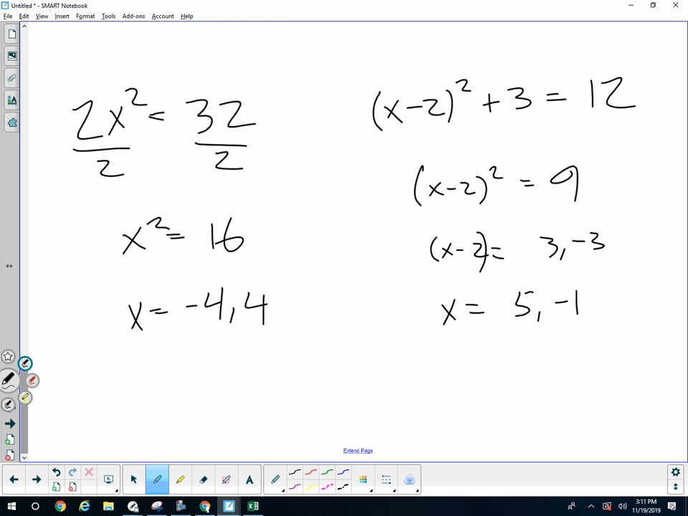Wait, how do you get 5? I took 3, added 2. I took negative 3, added 2. Okay? This is why I don't like the plus or minus, because if you put the plus or minus and you add 2, it turns into plus or minus 5. But it's not. If I have negative 3 plus 2, I get negative 1, not negative 5. Okay? So this is why I'm telling you to do it this way.